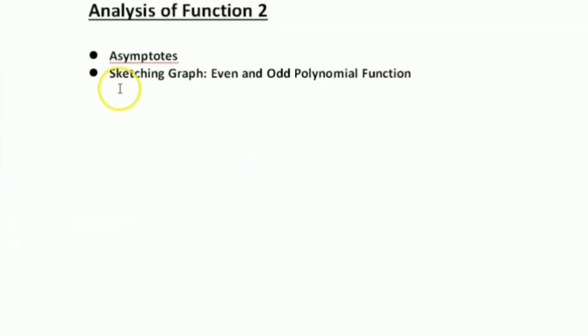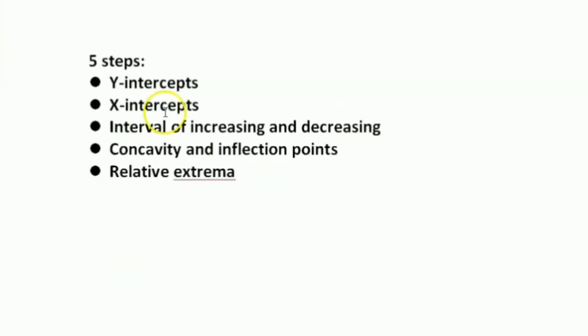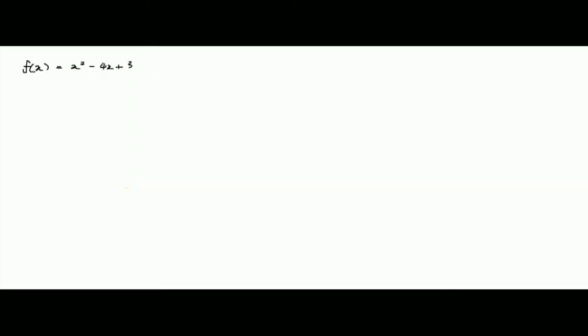Okay, now I'm going to explain to you the sketching graph for even and odd polynomial functions. When we are going to sketch the graph for an even polynomial function, there are 5 steps when we want to draw or sketch the graph. Okay, let's take a look at an example. So this is the example for us to draw the even polynomial function.